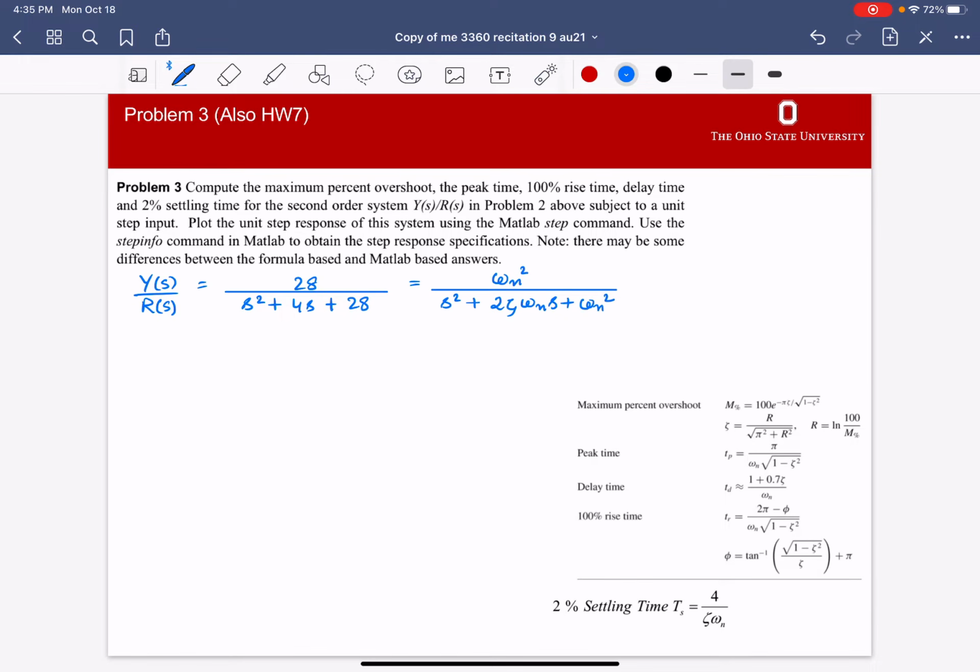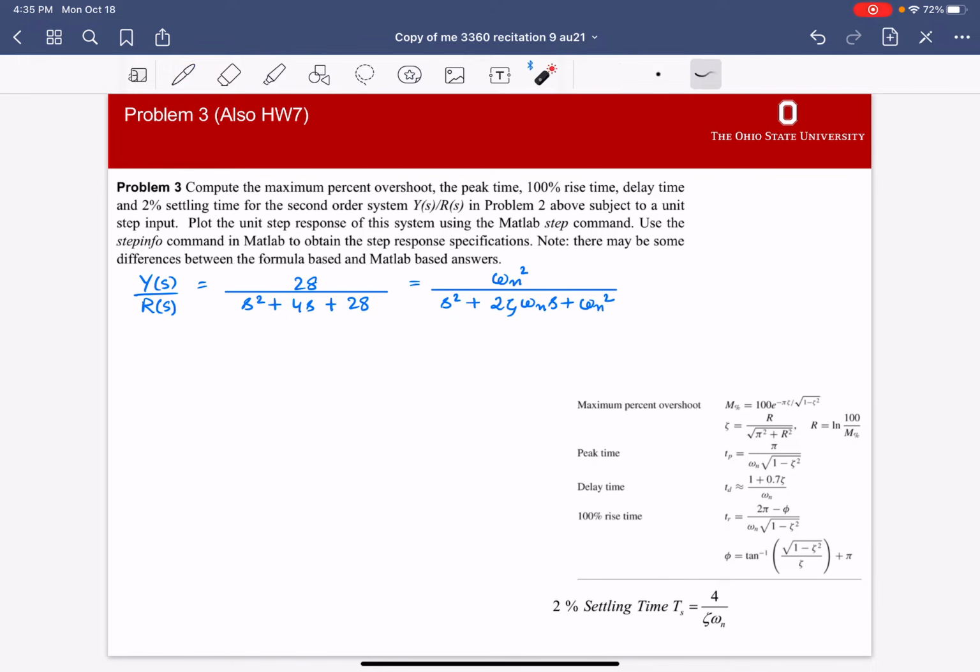And then as far as I remember, Dr. Goen gave you this table as well in the homework. So what we can do is just plug in those omega n and zeta values in these expressions and come up with a list of parameters for this system, right? And then I'll go over a MATLAB script as well and see what our answers look like compared to what MATLAB gives us with the step command.